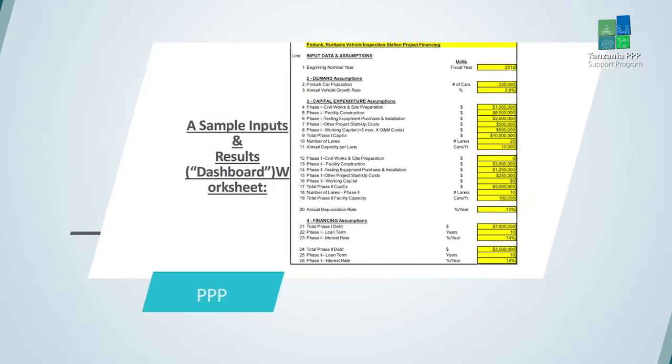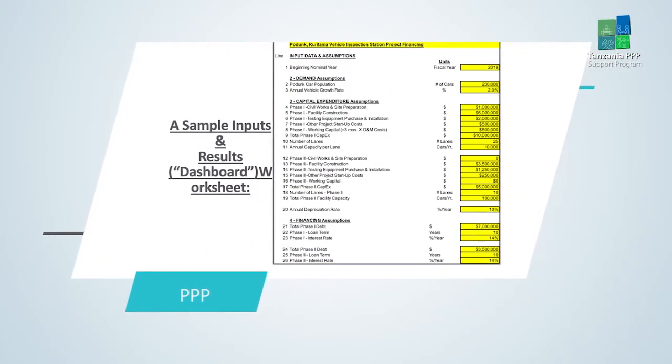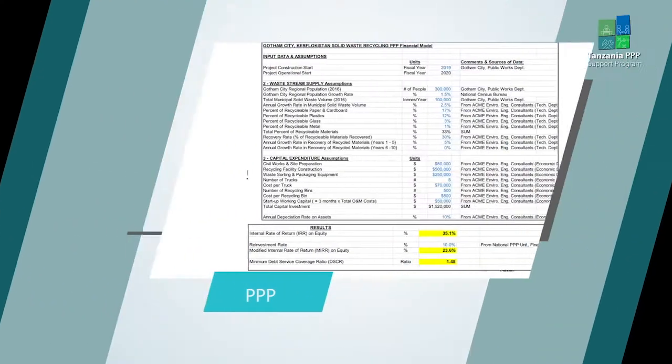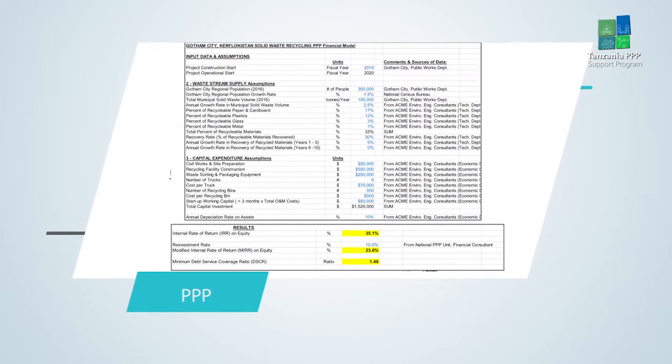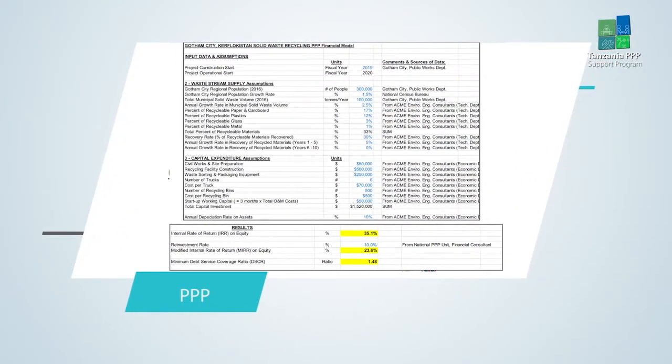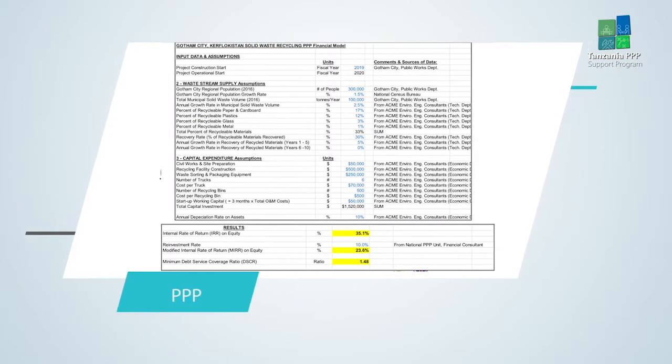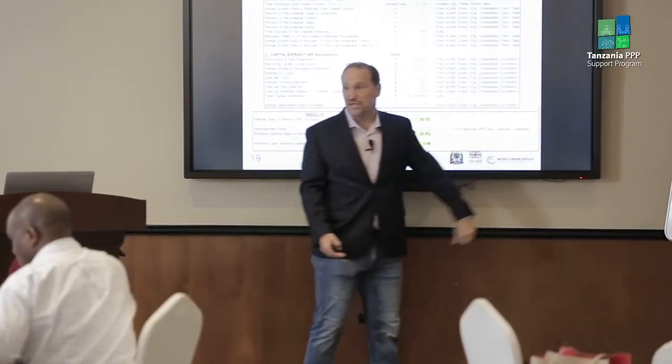Here's, again, another look at a dashboard. You're familiar with this one that we worked on. Here's a different one that we looked at last week. It was a solid waste management recycling project and showing both input assumptions, what units they're in. Is this a percentage? Is this a number of tons? What are the units, as well as what are the sources of these?